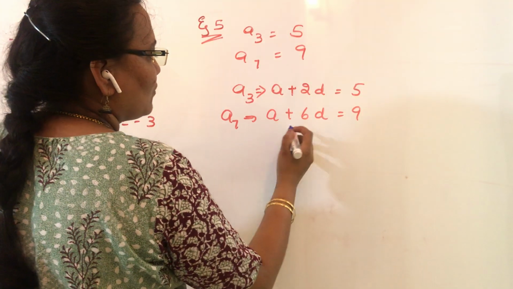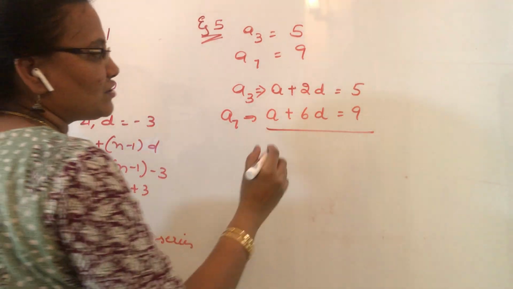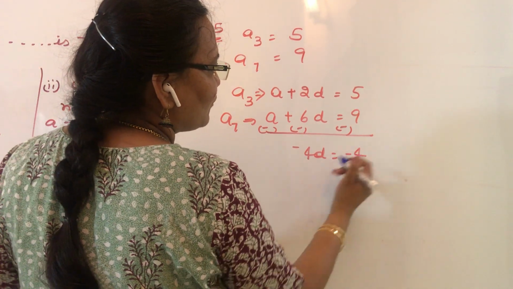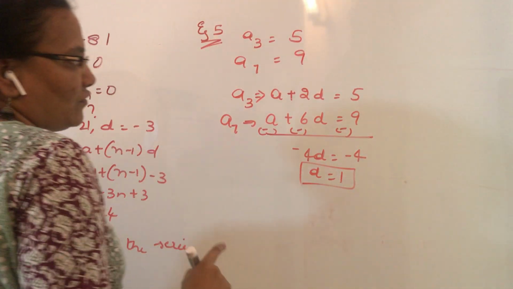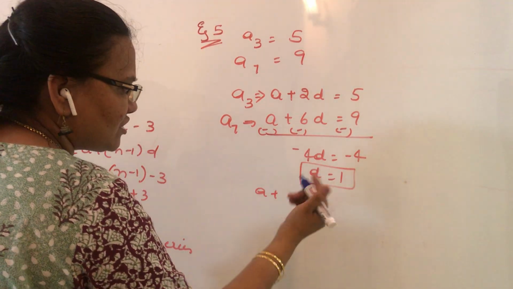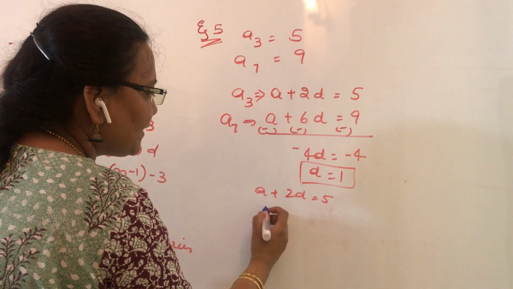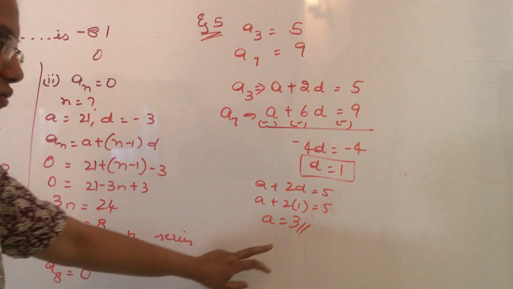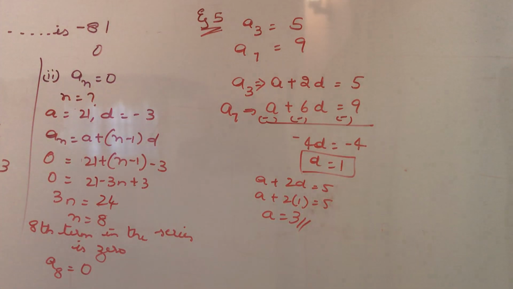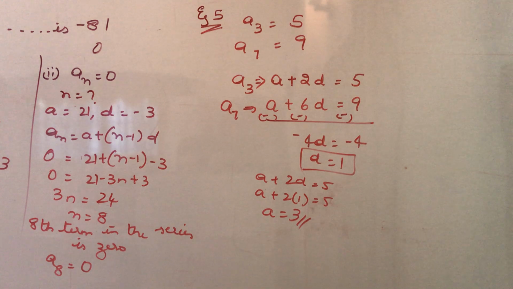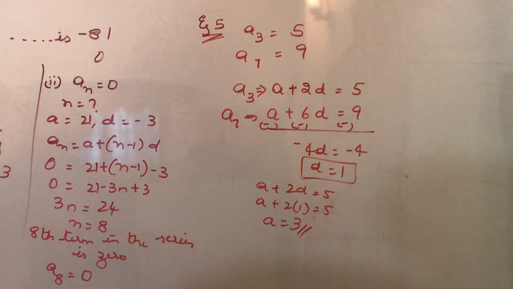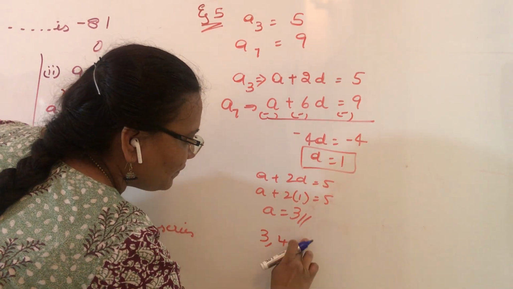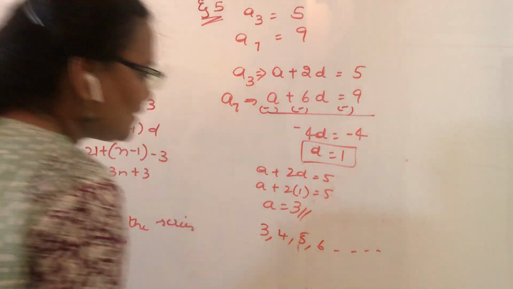Okay. Now, you have A and D equations, use linear equations, change the sign, simplify, you will get minus 4D is equal to minus 4. So D is 1. Now find A. Linear equations, third chapter. All chapters are linked. So A is 3. You know A, you know D, you can form an AP now. You can write the series. So the series will be: first number is 3, then keep adding 1: 3, 4, 5, 6. Like that it goes.